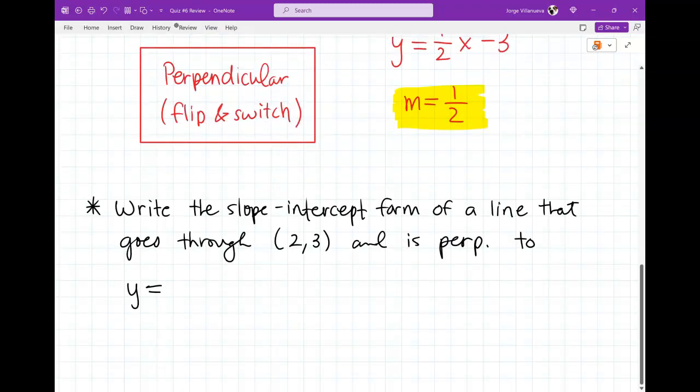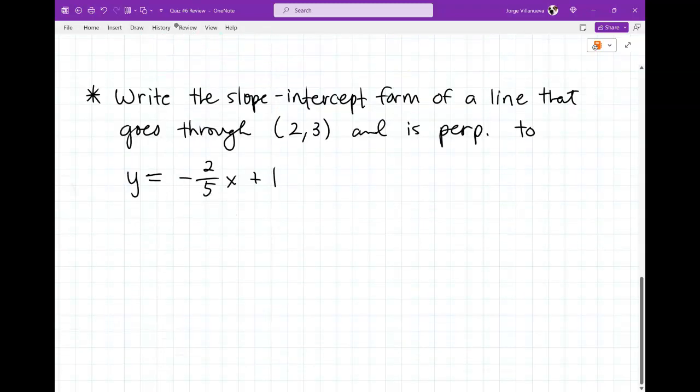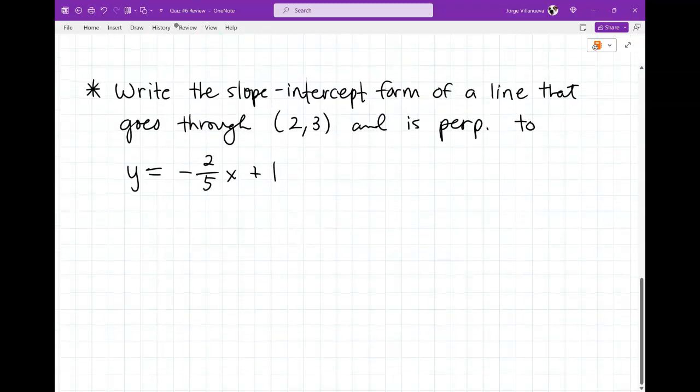y equal to, let's say, negative 3/4 x. No, let me do 2/5. 2/5 x plus 1. So write the slope-intercept form. In other words, write the equation of a line. Y equals mx plus b, right? Write the equation of a line that goes through (2, 3). So it's going to have to pass through a point, (2, 3). And it has to be perpendicular to that line right there.